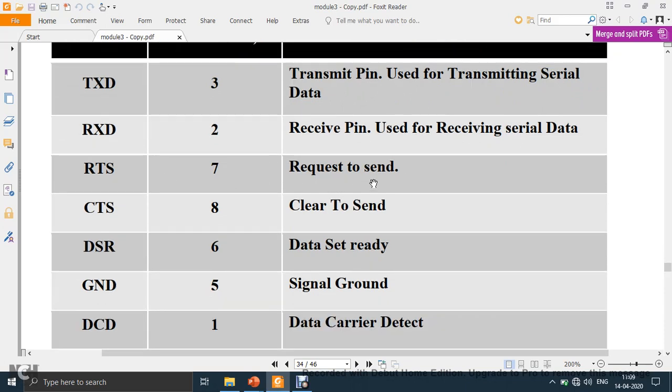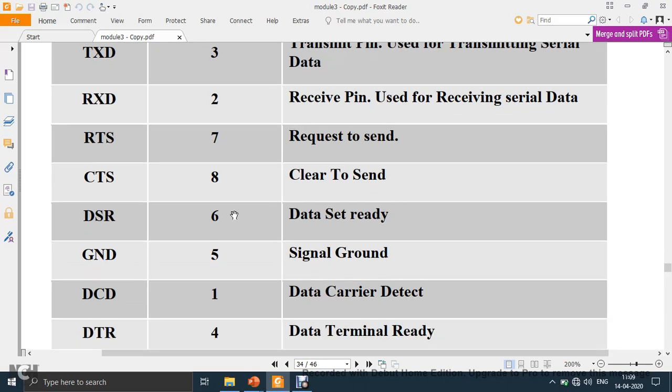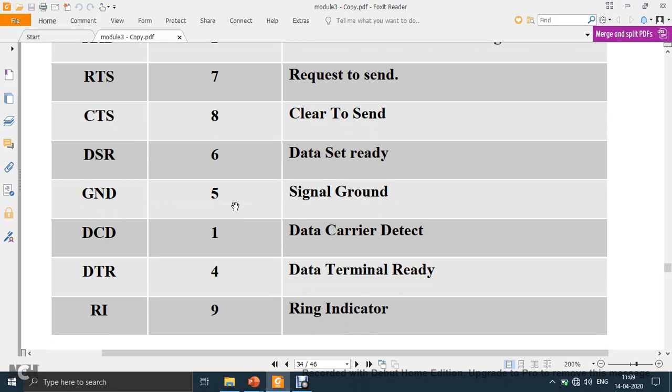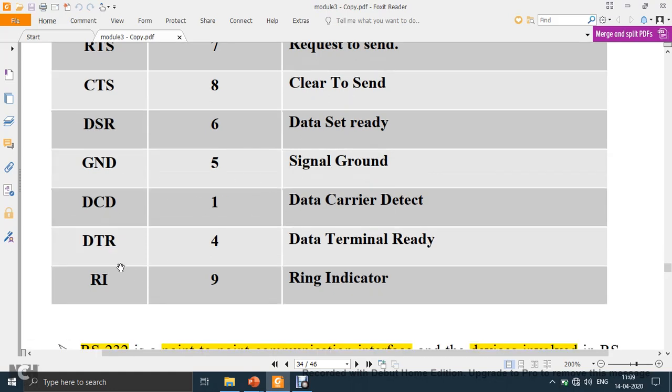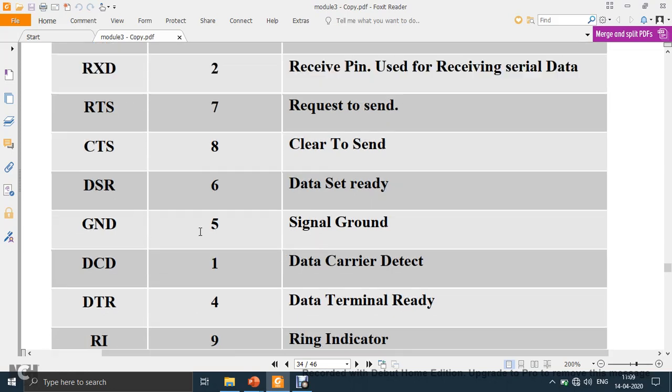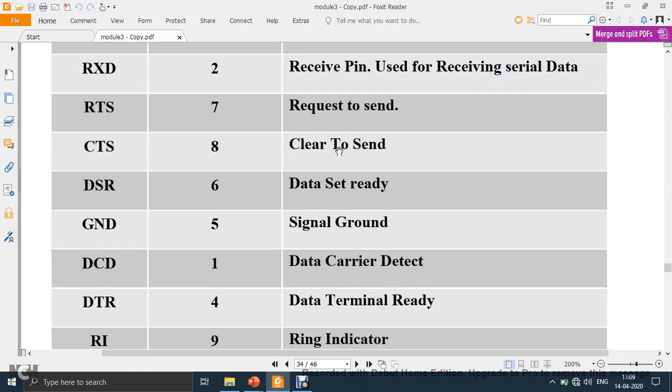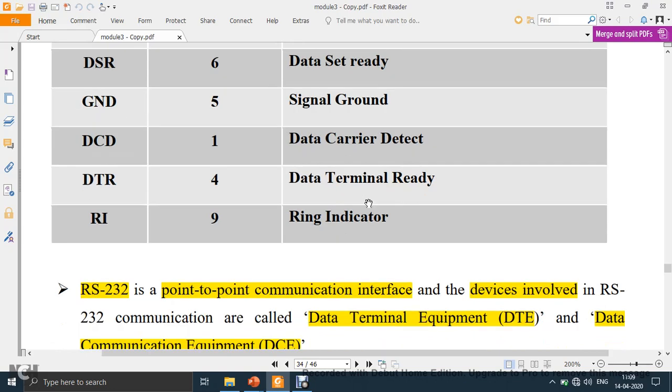RTS is request to send, which is pin number 7. CTS is clear to send. DSR is data set ready. Ground is pin 5. Then DCD is data carrier detect. DTR is data terminal ready, and RI is ring indicator. We shall see the uses of these 9 pins. Out of the 9 pins, some are self-explanatory, so we shall see about the remaining.